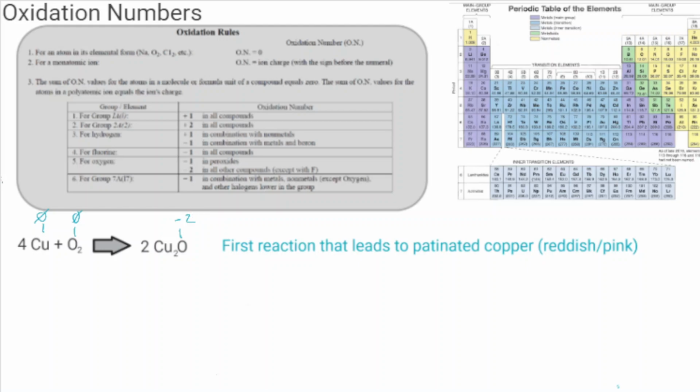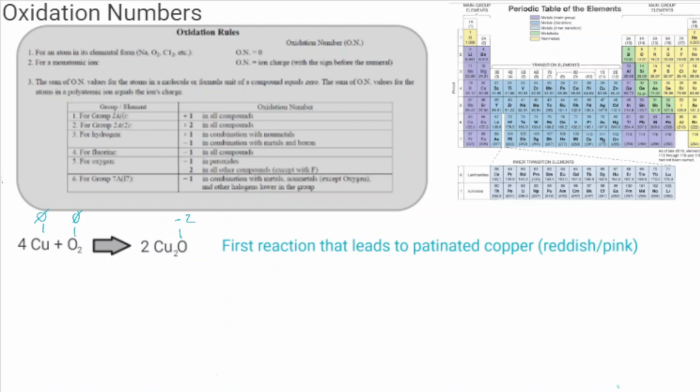And then we look at our last one. Do we have anything in group 7A, or the halogens? And we don't have any of these species in this compound. So now we're left with copper. We don't know what copper is. So in order to solve for copper, we'll need to set up an equation to solve for the oxidation number.